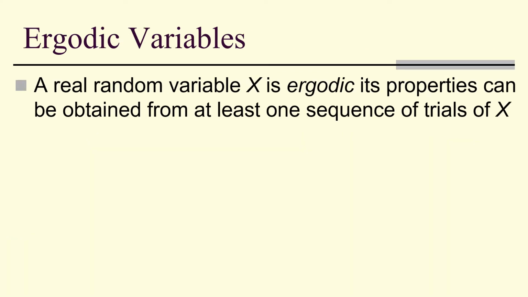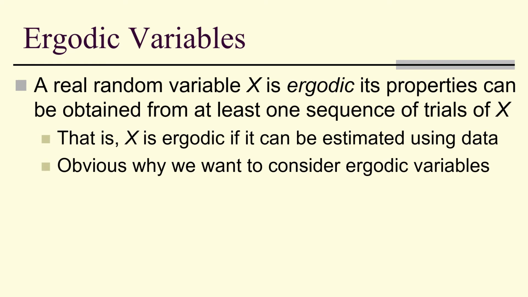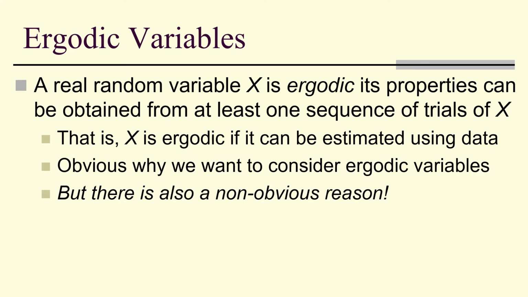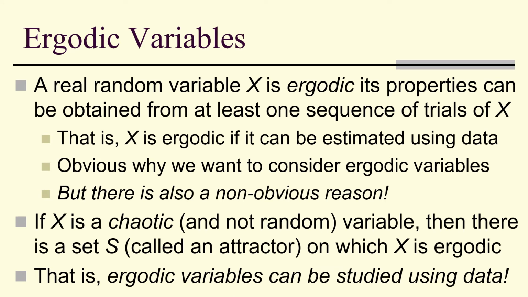Now, a real random variable X is ergodic if its properties can be obtained from at least one sequence of trials of X. So X is ergodic if it can be estimated from data. Obvious why we want to consider ergodic variables. But there's a non-obvious reason. If X is chaotic and not random, then there's a set S called its attractor on which X is ergodic. In other words, any ergodic variables can be studied using data.